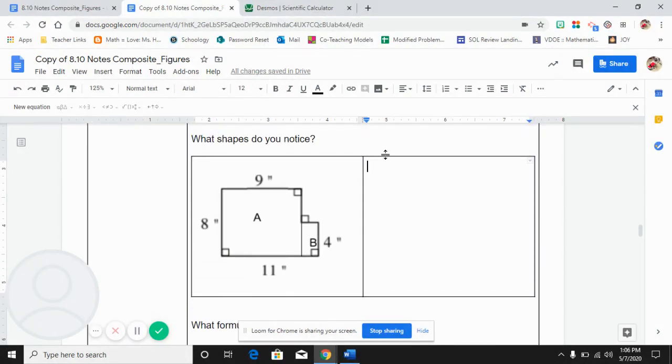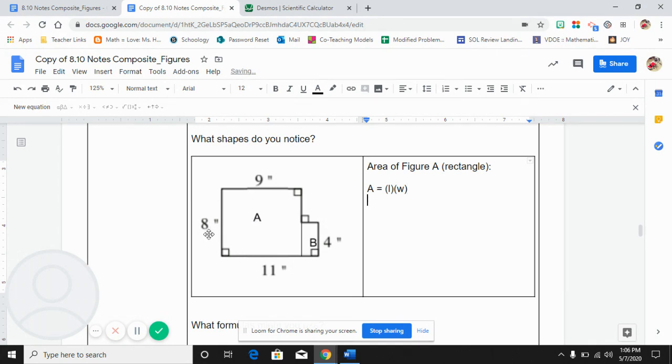So we've broken this down into figure A and figure B. Let's start by finding the area of figure A, which is a rectangle. We've actually said figure A is a rectangle and figure B is a rectangle. And to find the area of a rectangle, we use the formula area equals length times width. So let's take a look at figure A. Figure A is right here.